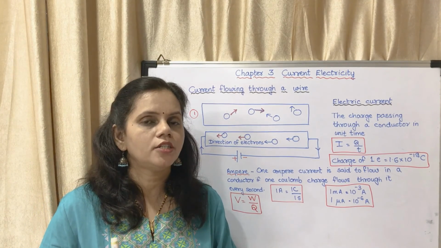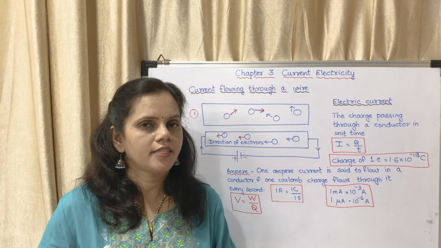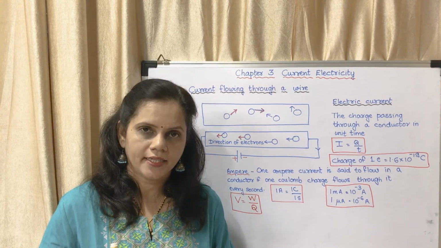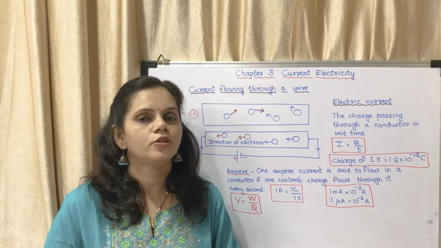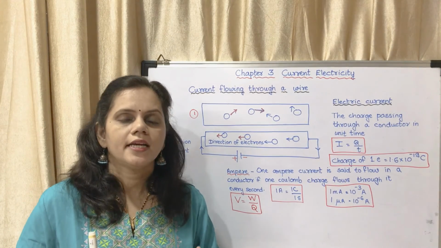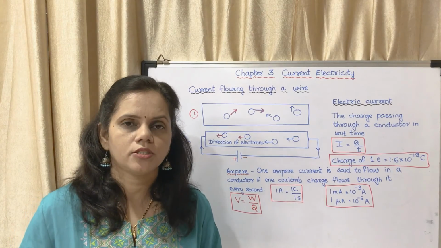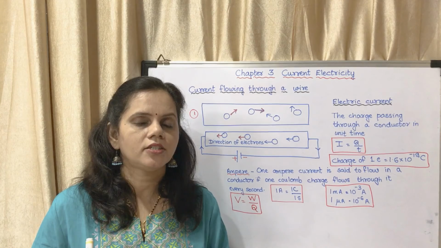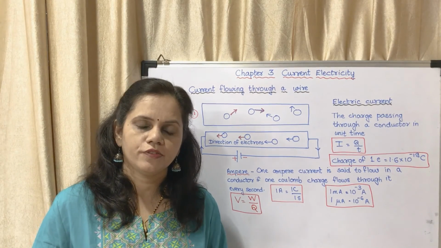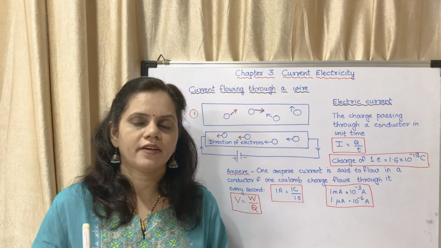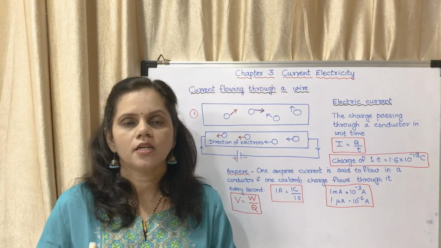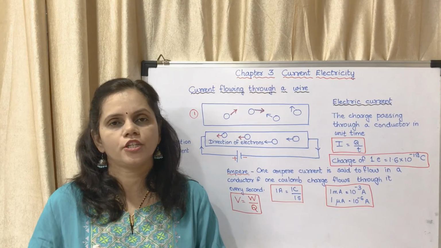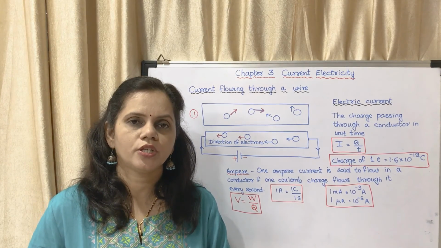So we have learned two equations today: V is equal to W upon Q, and Q is equal to IT, or I is equal to Q upon T. In this chapter there are several equations, so one by one we will learn. Each and every day you may write these equations. Whenever you finish the lecture, you may write it 5 to 10 times in your notebook. The two equations for today are V is equal to W upon Q and I is equal to Q upon T.